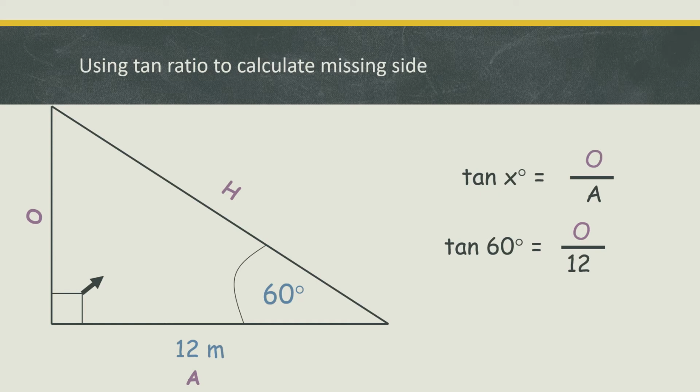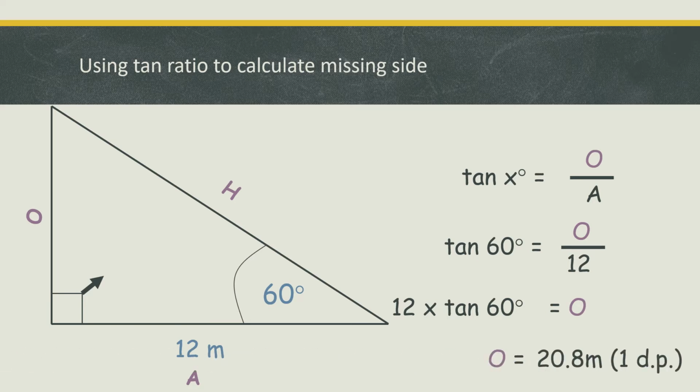is our adjacent side. Now, we know that if we're solving an equation, we need to get O isolated. And so we need to get rid of that divide by 12 onto the opposite side. So the opposite, or the inverse process of divide by 12 is multiply by 12. So we're going to do 12 times tan 60 equals our opposite side. And if we put that into our calculators, we're going to get 20.8 meters to 1 decimal place.